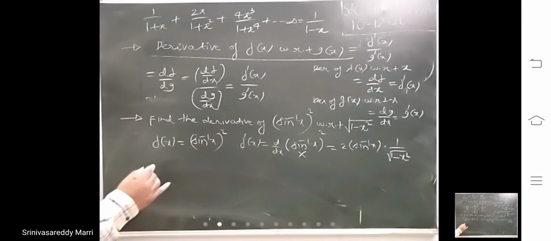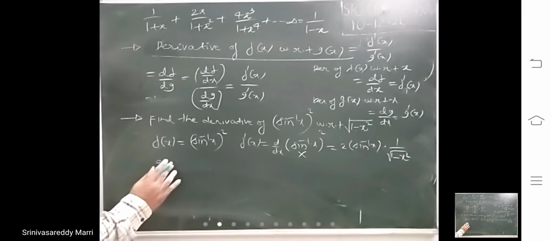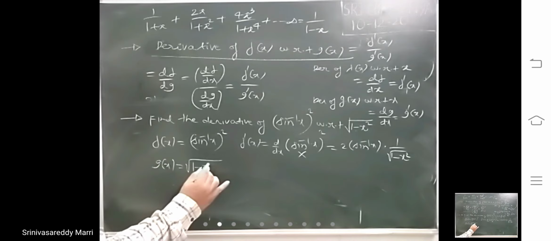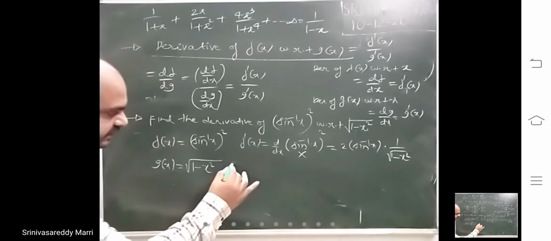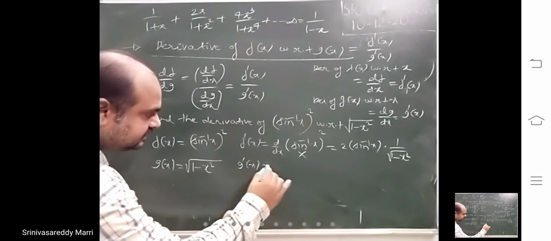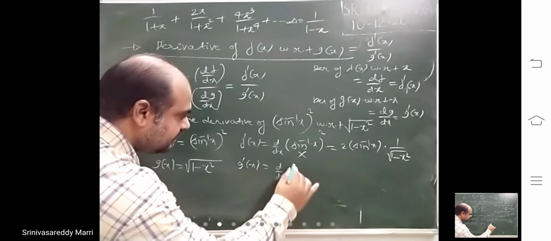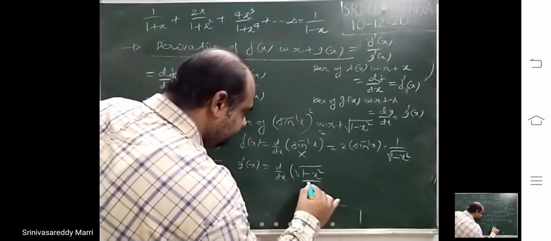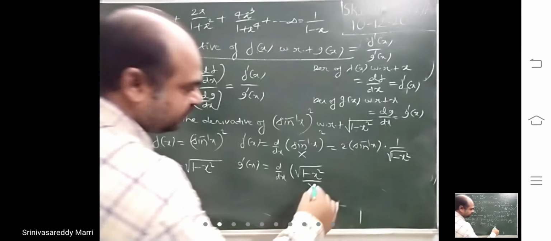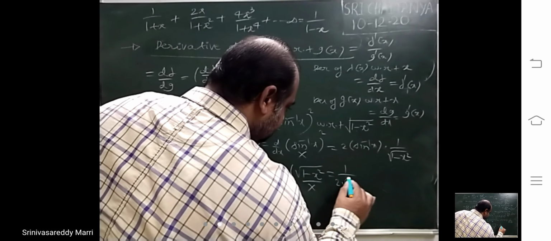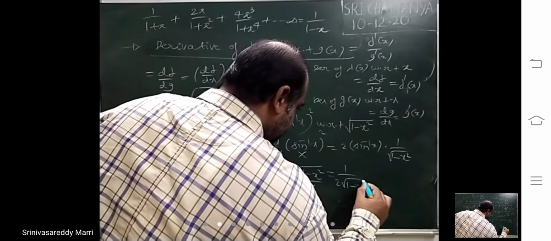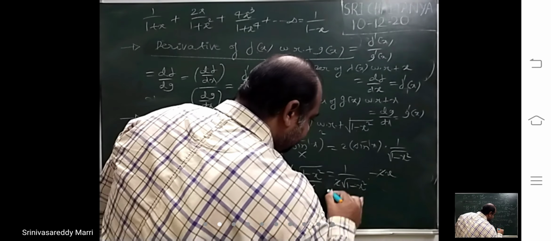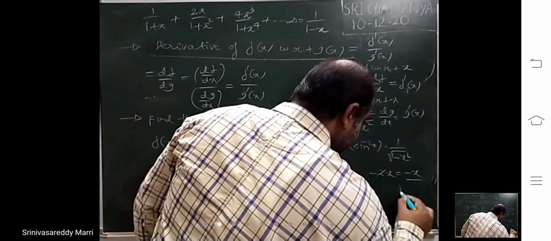So then similarly, g of x is root of 1 minus x square. Now g dash x is nothing but d by dx of root of 1 minus x square. Take this as X, root X, into d by dx of 1 minus x square, which is minus 2x. What is it?